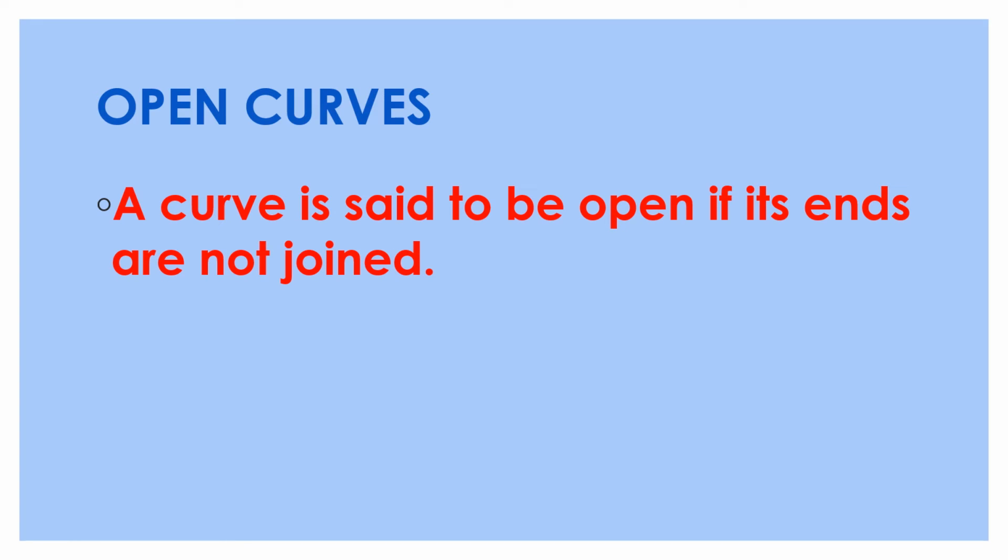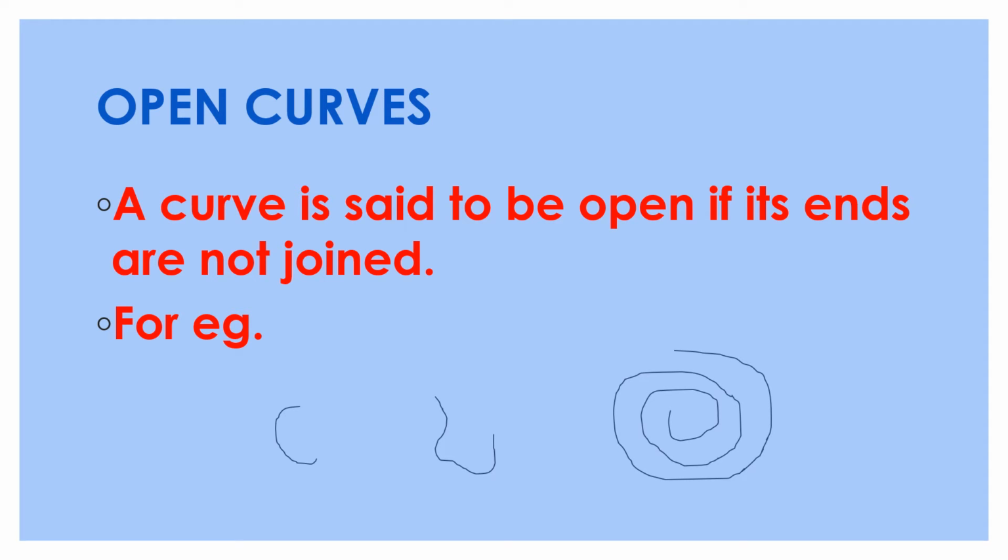Now let us look at the next one, which is open curves. So what are open curves? As the name suggests, they remain open. A curve is said to be open if its ends are not joined, or if the starting point and the ending point are different. The examples are as follows: this, or this. They all are examples of open curves.